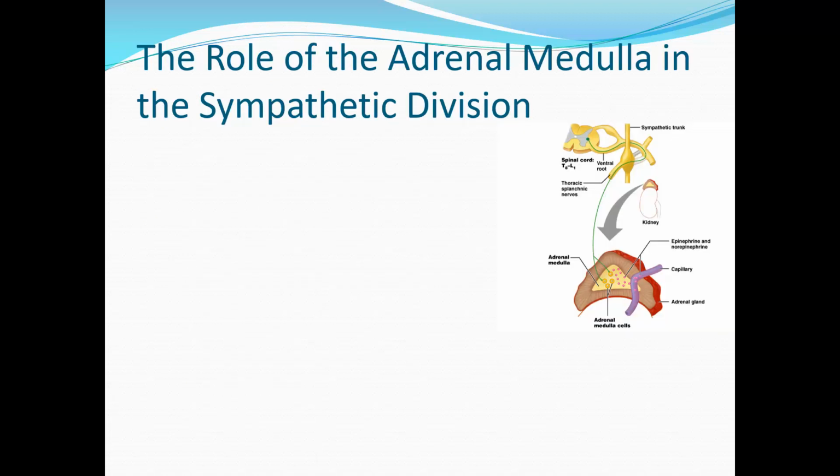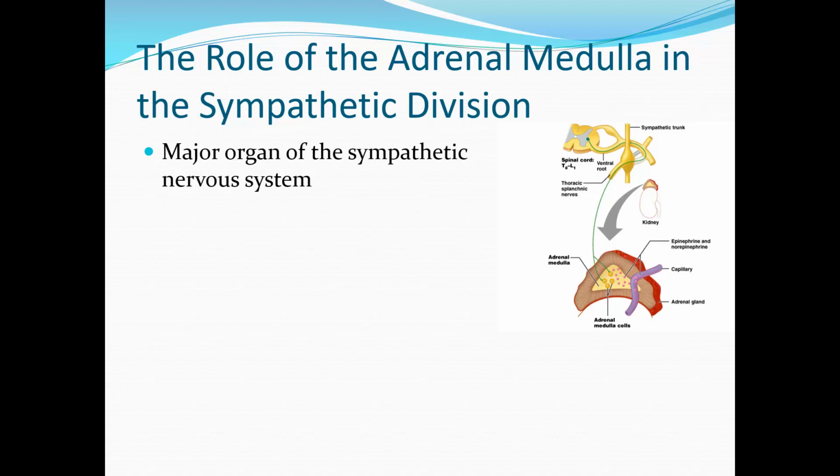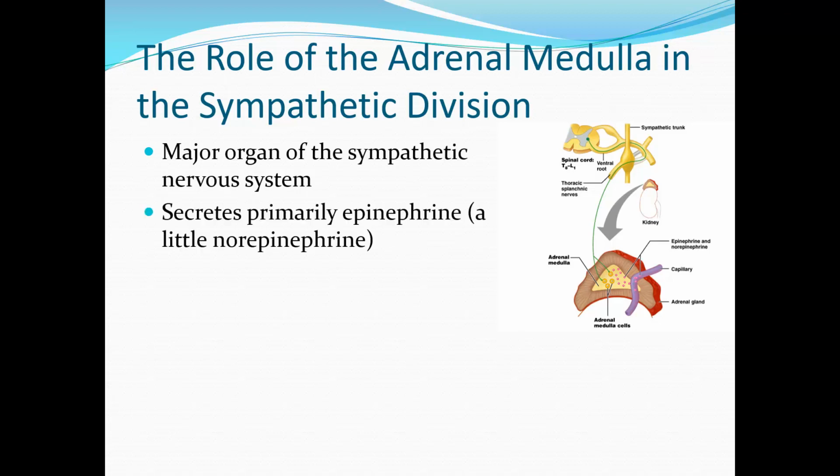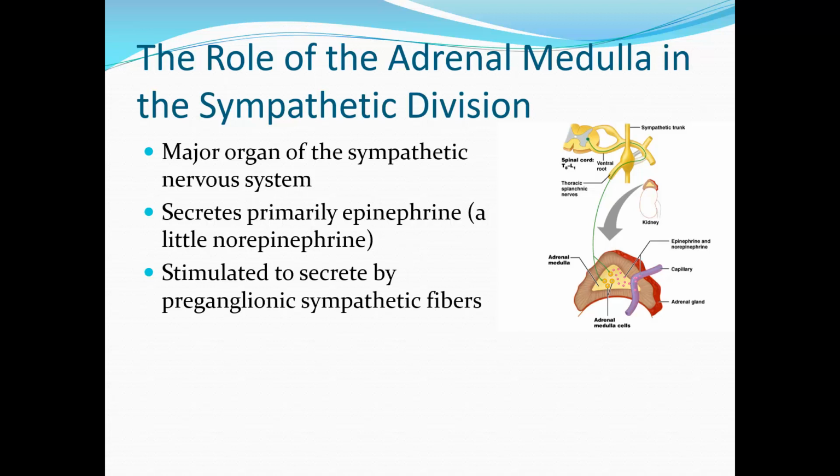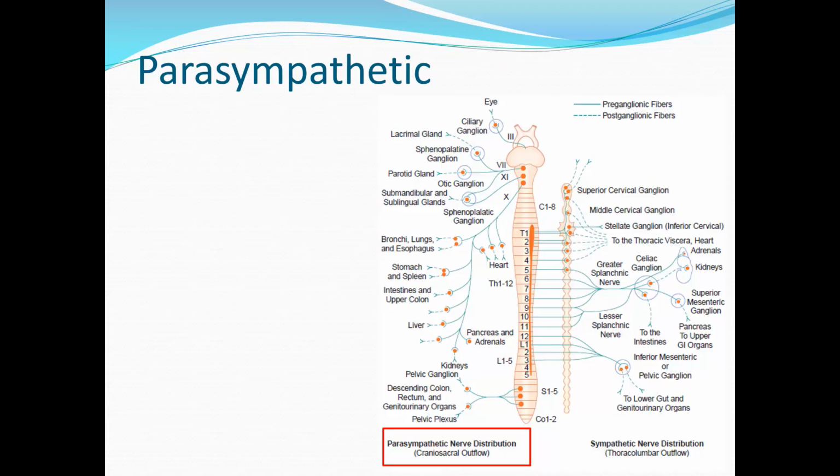What about the adrenal medulla? So, as you know, it's a major organ of the sympathetic nervous system. It secretes primarily epinephrine and a little bit of norepinephrine directly to the blood when stimulated, and it's stimulated to secrete by the preganglionic sympathetic fibers. So it really acts as a synapse of a postganglionic neuron. So what about the parasympathetic division?